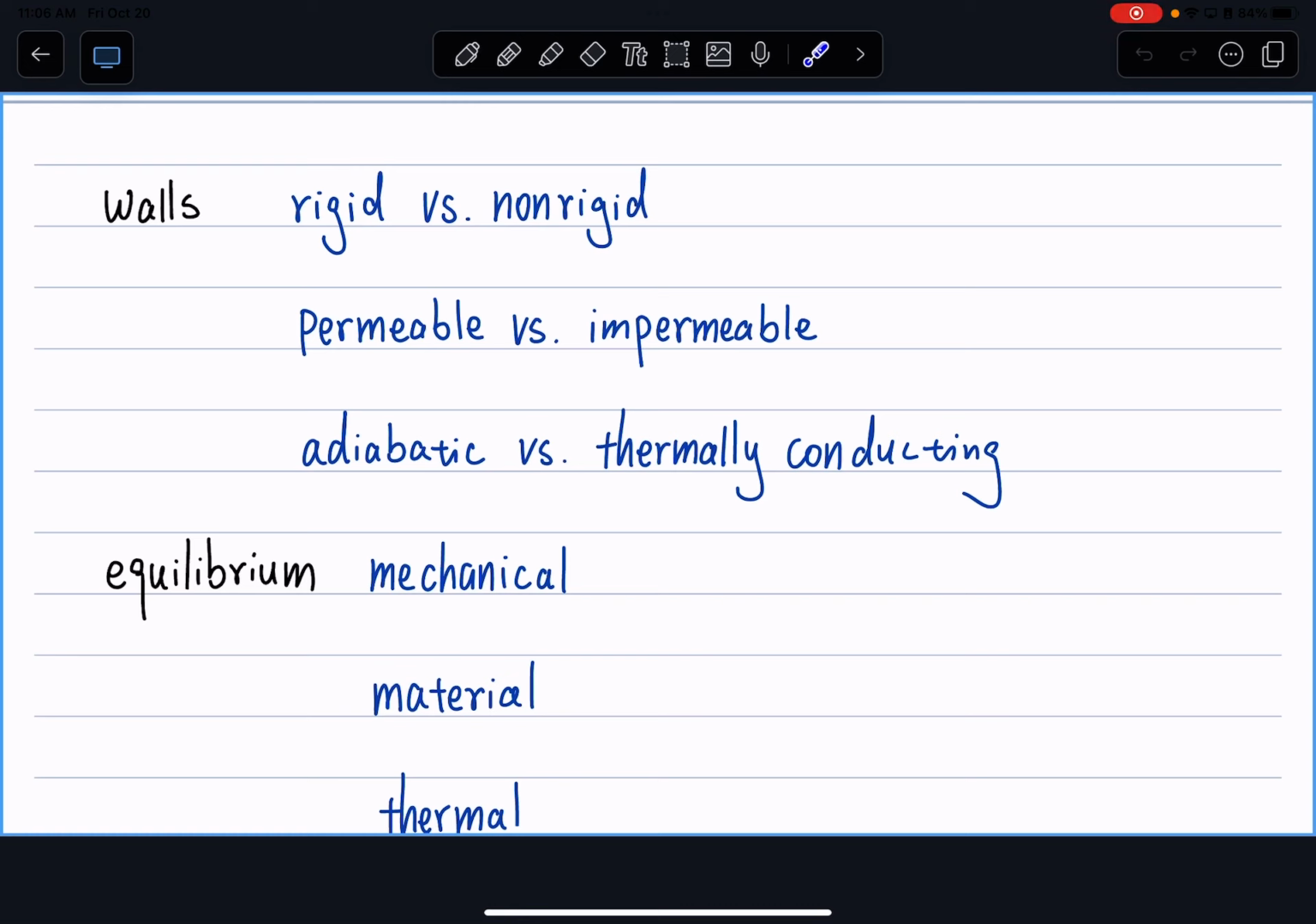So these are things that sound straightforward, but you want to make sure that when you look at them, you can immediately link that to a specific scenario in your mind.